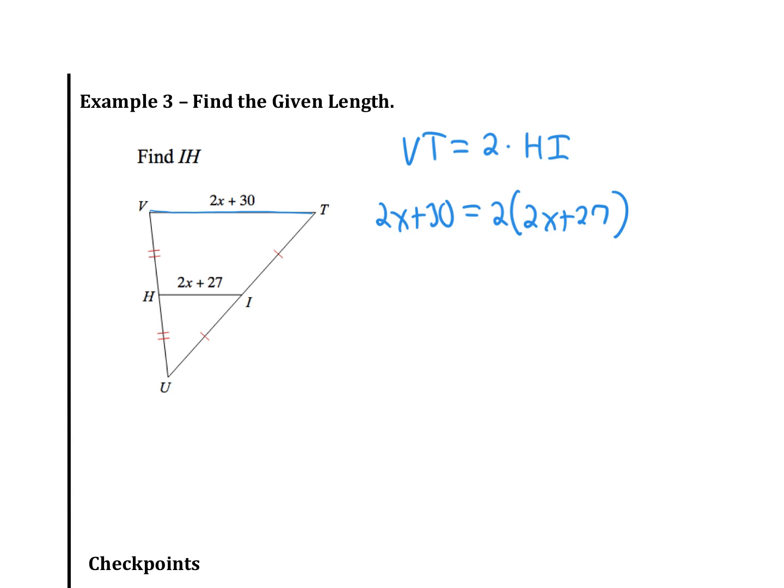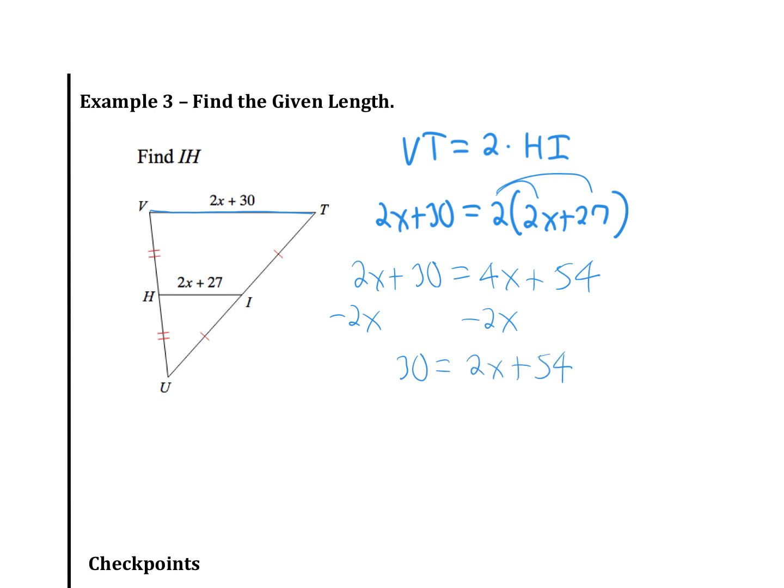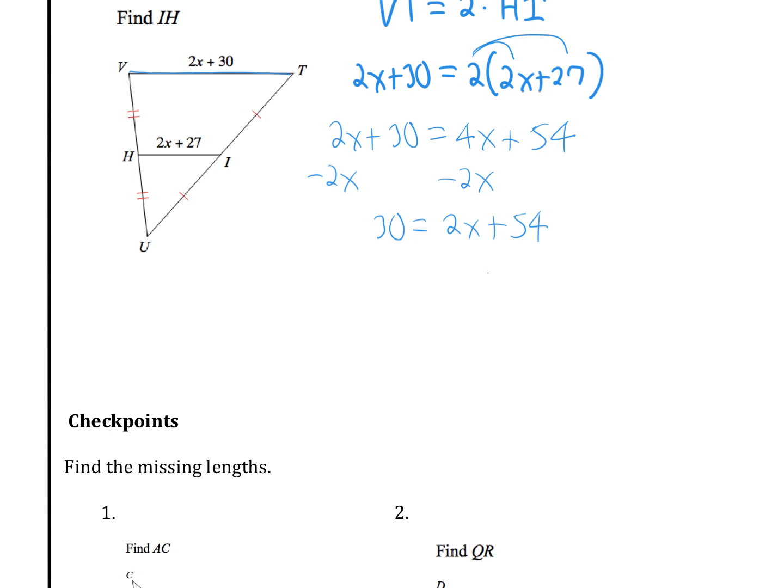All right, let's see here. Now we got to solve. Anything to distribute here? Yeah, I got to distribute the 2 to both of these, so we have 2x plus 30. What's 2 times 2x? It's 4x. 2 times 27? 54. Let's get all the x's to one side. How do we do that? Subtract 2x. We get 30 equals 2x plus 54. All right, how do we solve this now? Subtract 54.